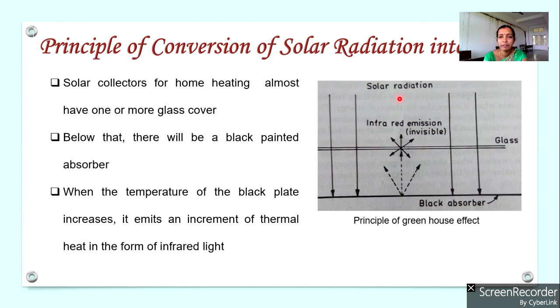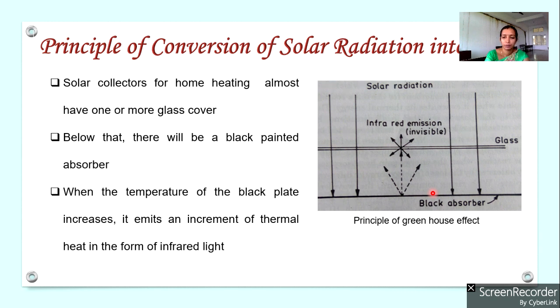So this glass cover will allow solar radiation to pass through it, and below that glass cover there will be a black color coated absorber which is for absorbing the solar radiation. So when this solar radiation falls on this absorber, the absorber will re-emit infrared radiation, and this glass will not allow infrared radiation to escape from the device. So the temperature of the absorber increases again and again. This is the principle used in solar thermal energy collecting devices.